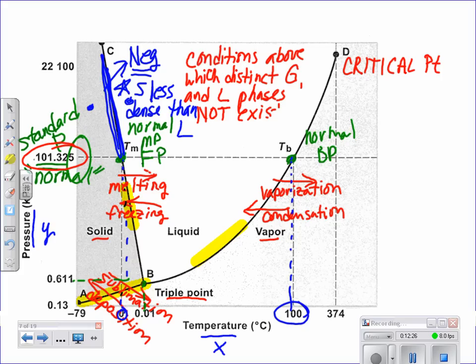Okay. When you look at phase diagrams, just look at that curve really quickly, and what you're going to end up seeing is that water is really one of the few, if only, substances that has that negative slope. The other ones are going to have a positive slope there.